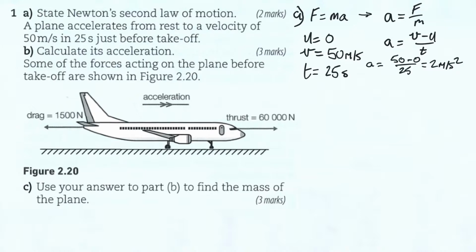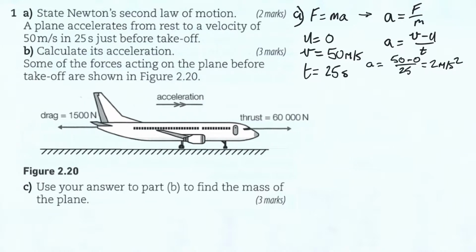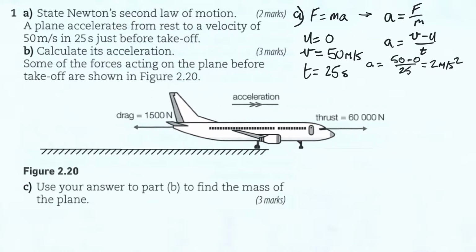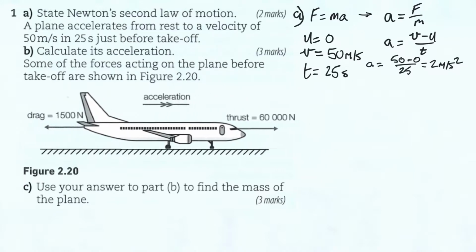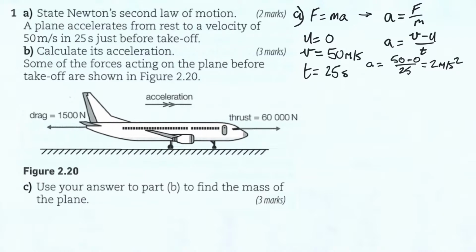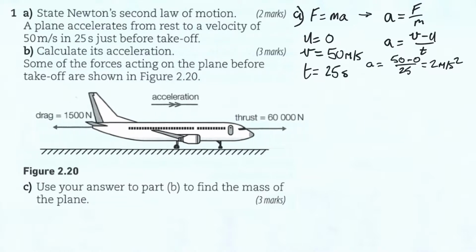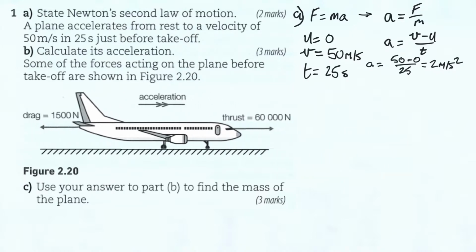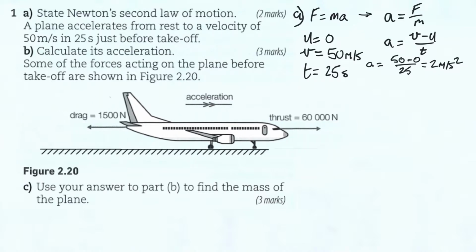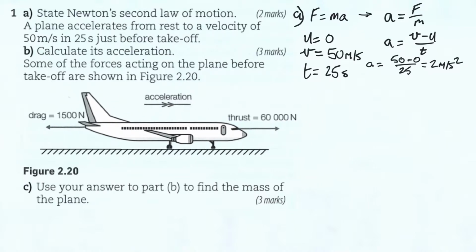Now it says some of the forces acting on the plane are shown in this diagram, figure 2.20. Use your answer to part b to find the mass of the plane. So what we've got here is some forces acting on the plane causing it to accelerate. You can see we've got a thrust of 60,000 newtons and a drag of 1500 newtons. So that's going to give us a resultant force where we find the difference between these two and see what's left over. So we can't use the whole 60,000 newtons, we have to take off the drag.